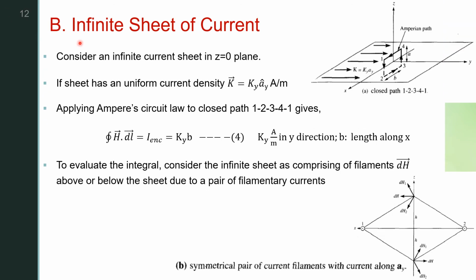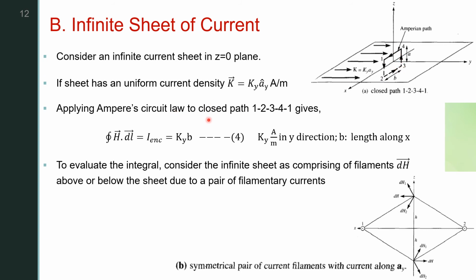Second case, infinite sheet of current. Applying Ampere's law to an infinite sheet of current. Consider an infinite current sheet in the Z equal to 0 plane, and if the sheet has a uniform current density K, where K is equal to Ky Ay, in the direction of Y. And here the rectangular box 1, 2, 3, 4, 1 represents the Amperian path.